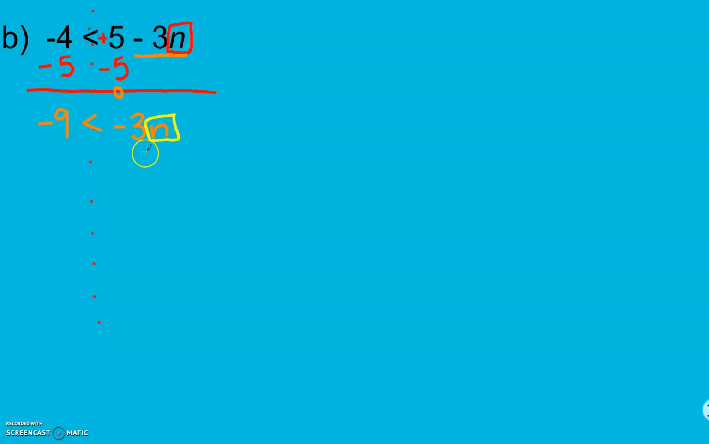Now my variable is being multiplied by -3. I get rid of multiplication by dividing.